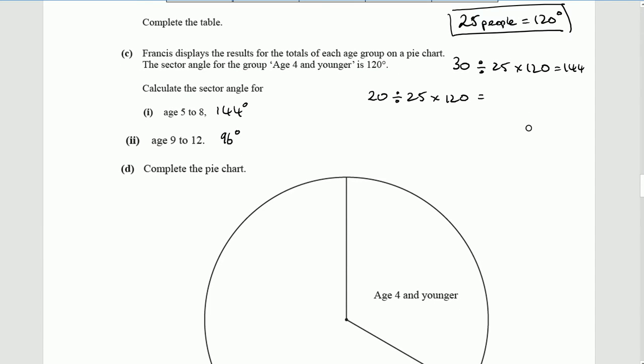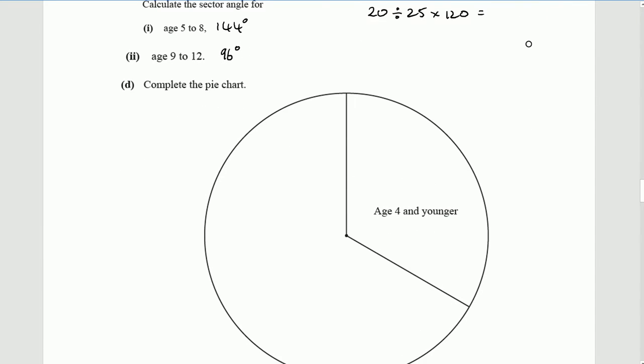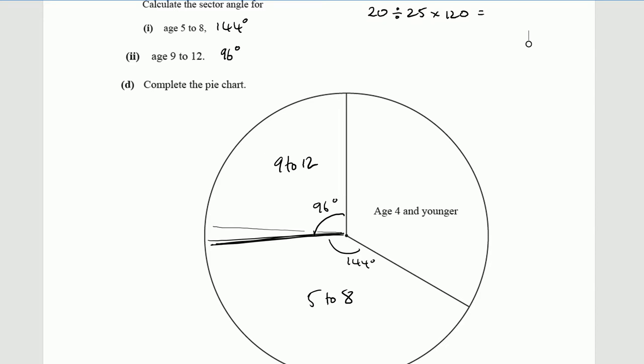In order to complete the pie chart, now I don't have a protractor with me, so these are all just going to be estimates. But for the ages 5 to 8, I would draw a 144 degree angle, which I'm going to put roughly around about here, maybe a little bit around about there. Okay, so that's going to be my 144 degree angle, that would be my 96 degree angle, and we would label each one. So that's the 5 to 8 year olds, and that's the 9 to 12 year olds. Obviously use a ruler and use a protractor when you do this for yourself.